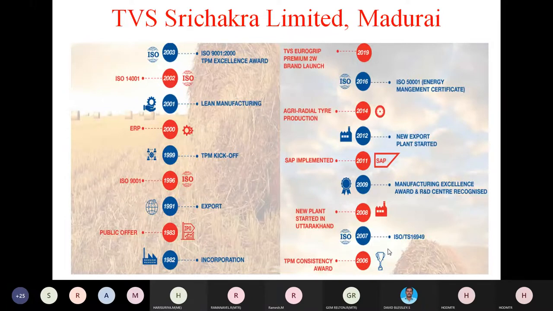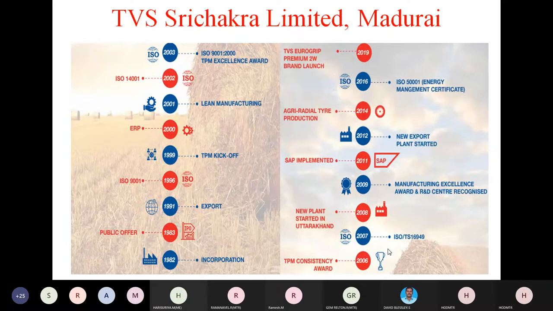After getting the ISO 9001, they started to implement the TPM concept in the industry. They implemented the TPM concept throughout the industry in the year 1999. Through this TPM concept, they took the periodical as well as predictive maintenance of all the machines in the industry. Thereby, they reduced the breakdown time of any machine in the industry, which leads to improvement in productivity.